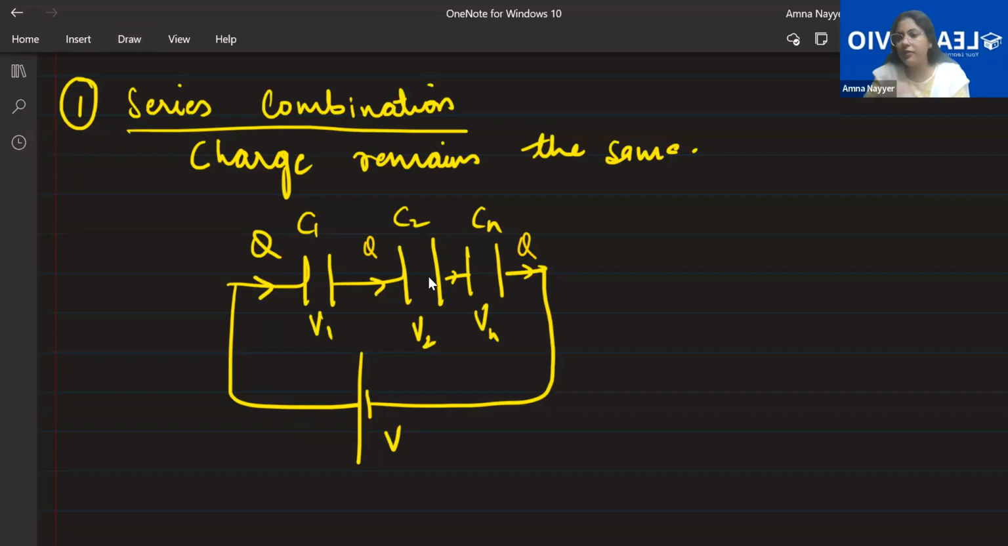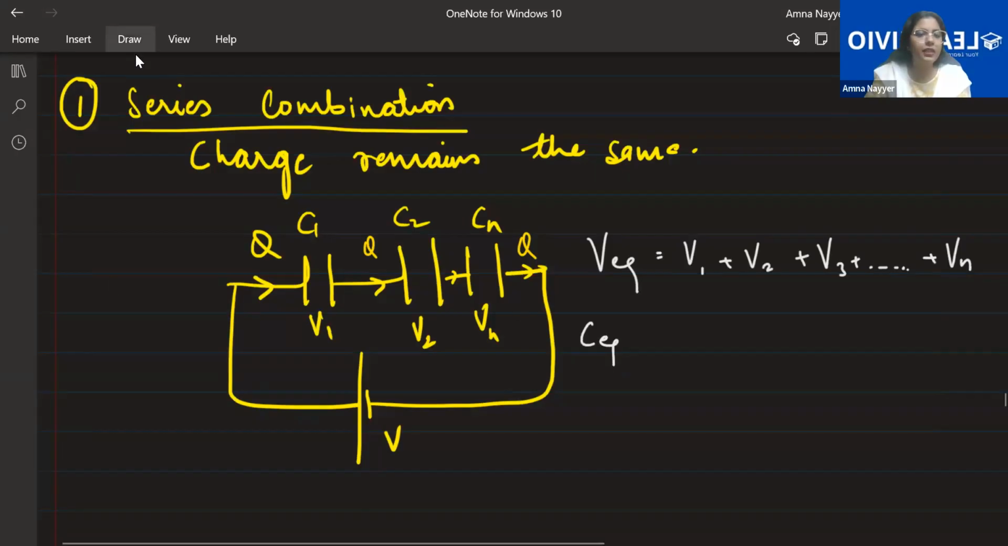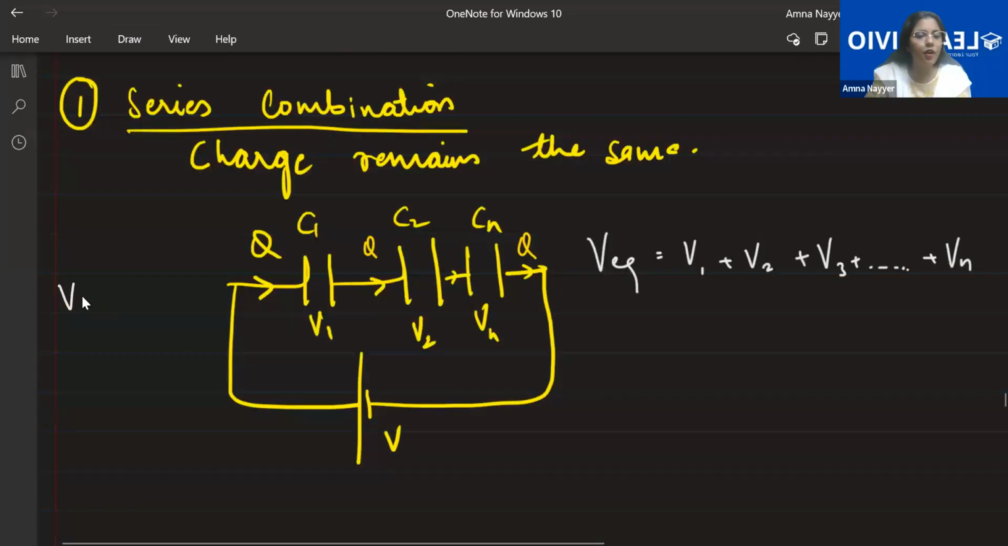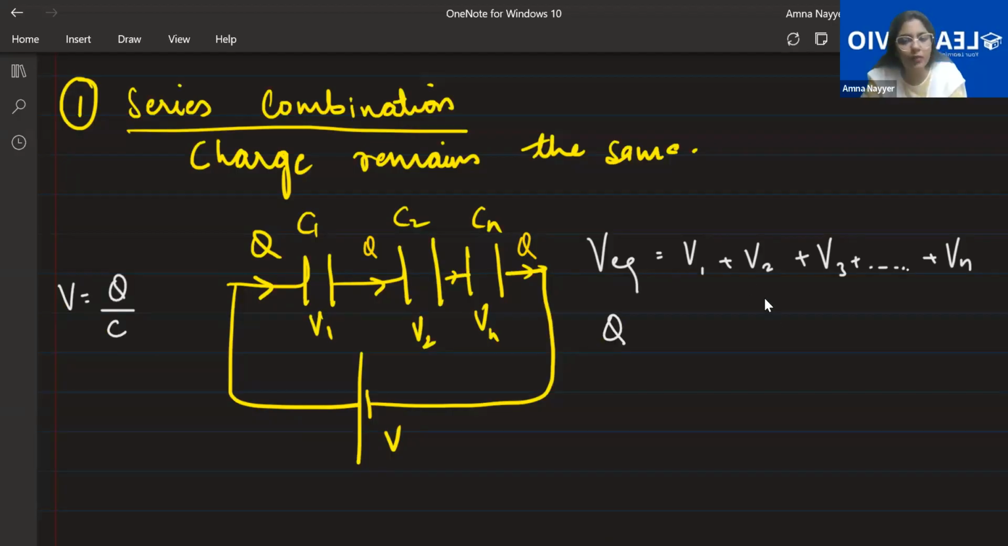and V1, V2, V3, Vnth are the potentials across them, so I can calculate the net potential. The V equivalent will be V1 plus V2 plus V3 up till Vnth. So V equivalent will be, from here we can see, charge divided by C equivalent. The formula of potential is charge by capacitance. So V equivalent will be total charge, which is the same whether I write it for the equivalent part or the individual part, and this is C equivalent.